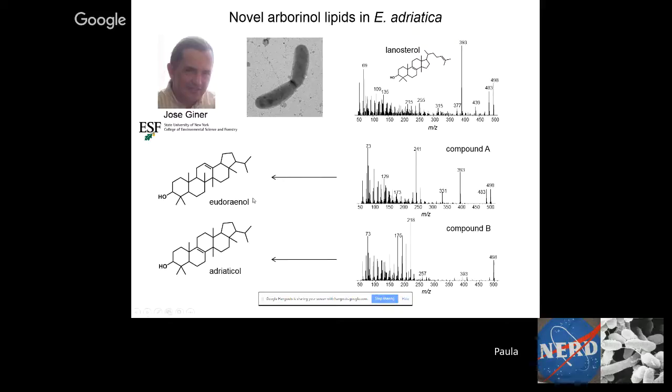So we got to name them. We're naming them Eudoraenol and Adriaticol. Jose was very excited about it because these are the first newly identified triterpenoids in 30 years. And so that was exciting.